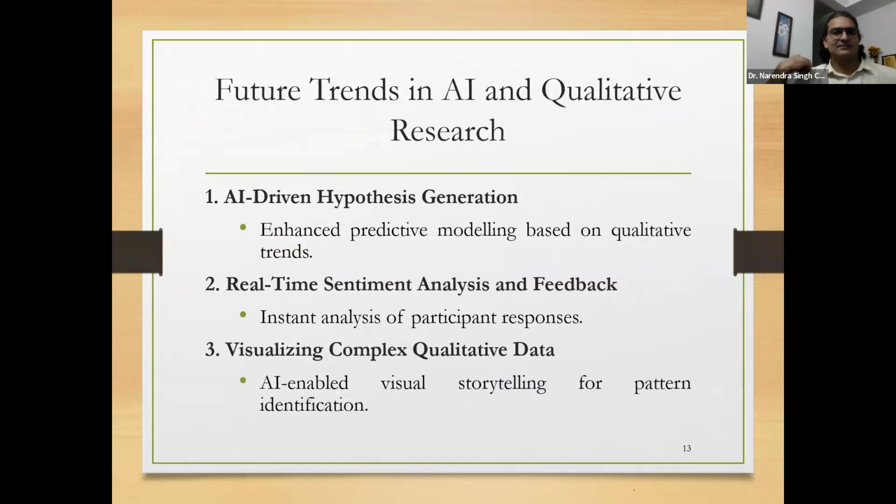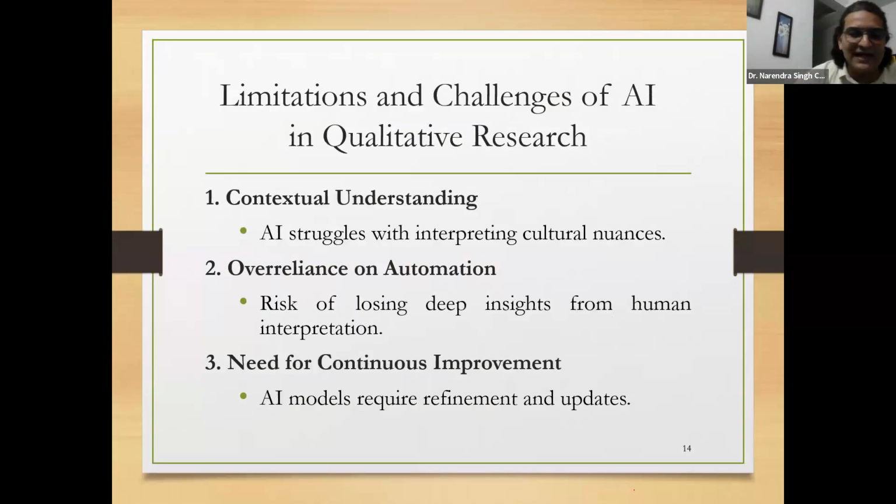So I can do this AI-driven hypothesis generation. I can do real-time sentiment analysis and feedback. I can visualize complex qualitative data, that is AI-enabled visual storytelling for pattern identification. I can do that. These are the future trends in AI and qualitative research. So it sounds very fancy, but there is a lot of work that has to be done. So these are certain limitations.